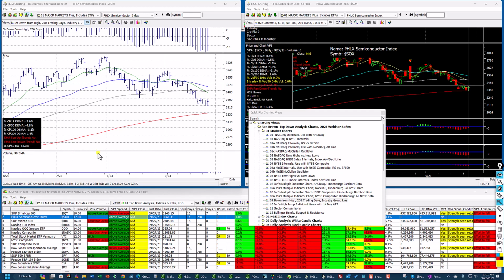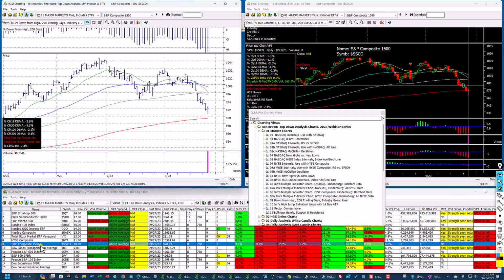Now, this can be applied to any of these indexes. Let's just go down to the S&P 1500 here. I need to go back over here and activate my mouse or my pointer. And here's the S&P 1500. I could either look at the warehouse view, or I can look right here and see that it's down 7.4% from its 52-week high.